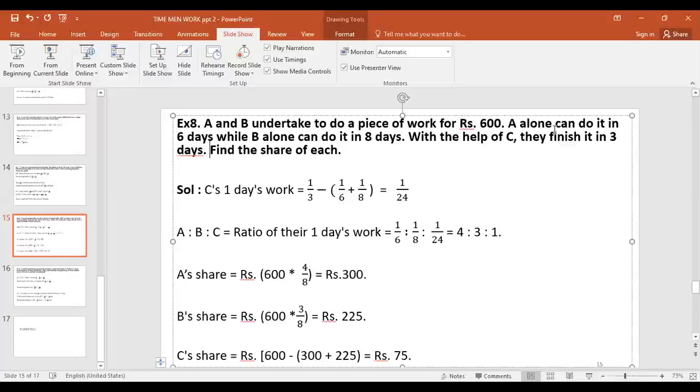Now we have to divide the 600 as per their efficiency. So now how many shares are there? 4:3:1. Totally 4 plus 3 plus 1, 8 shares. So divided by 8 and multiply by 4. So A's share is 300, B's share is 225 and C's share is 75.